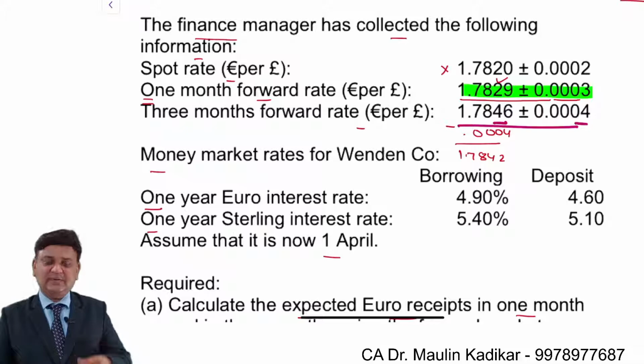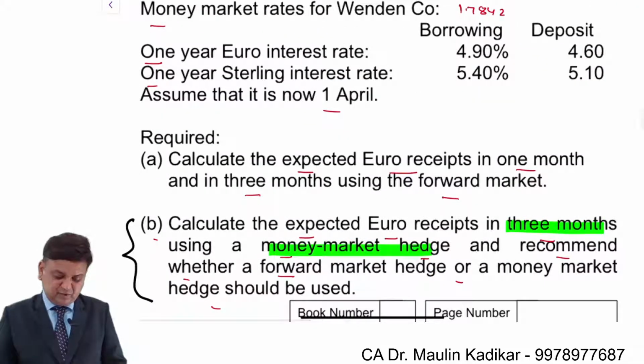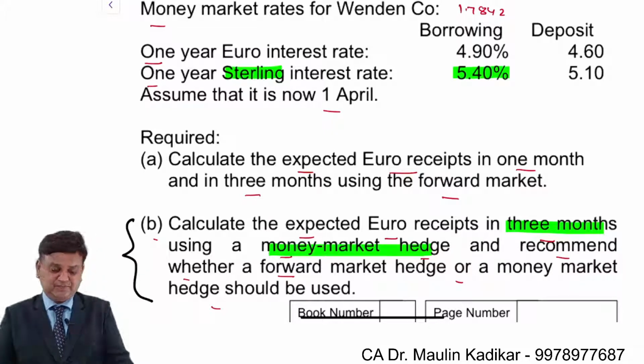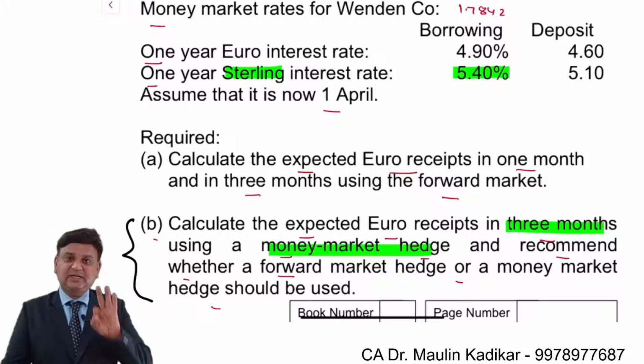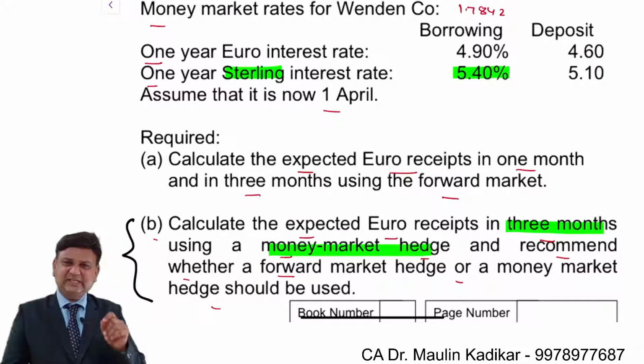We understand that we are going to receive pound currency, and pound currency is a foreign currency for us. So we will borrow in pound currency. What is the rate of interest of borrowing? 5.4%. And what is the time period? It is 3 months. So 5.4% into 3 divided by 12. We can say that the rate of interest is 1.35% roughly.